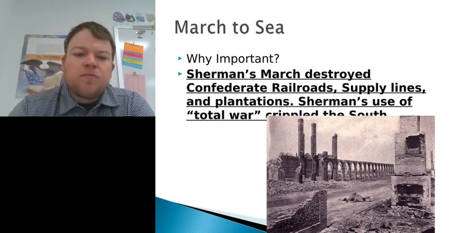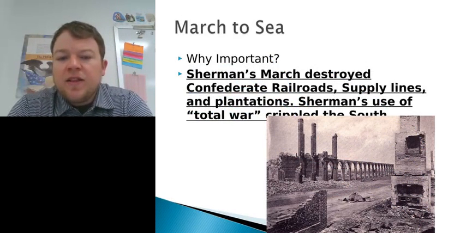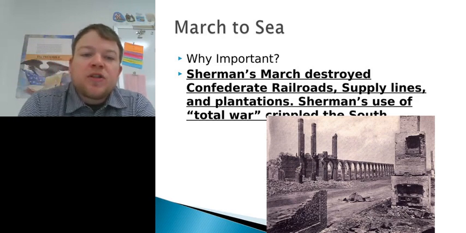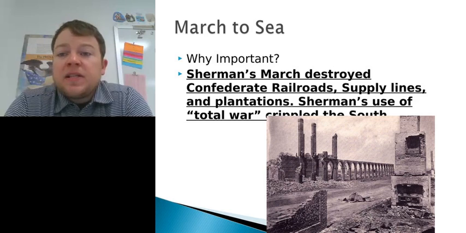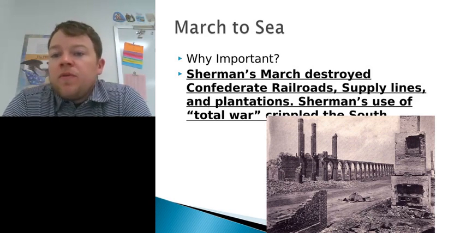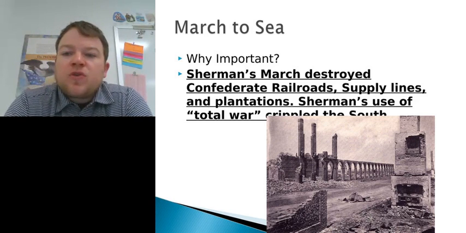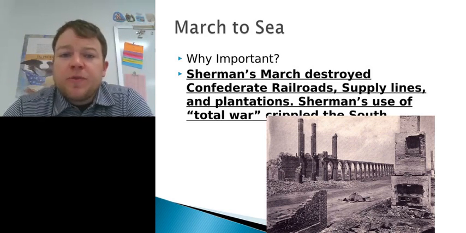I've got a little picture in the way there again, but you can see this is what happens after the concept of total war. Sherman's march is going to destroy Confederate railroads, supply lines, and plantations. Sherman's use of total war is going to cripple the South. They're already not doing too well. And then you have most of the big battles happening up in Virginia. Basically, the South is not able to cover all the ground that is needed during this time period, and retreats to the Virginia area to control the capital region right around Richmond.